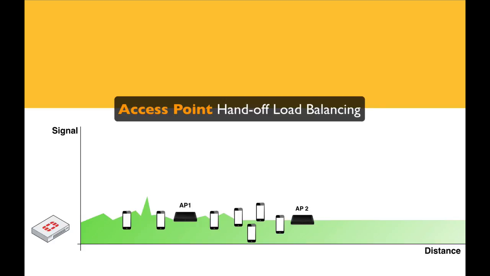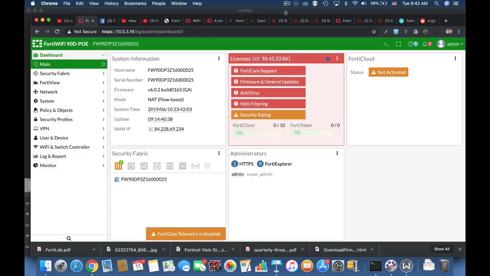Well, you can limit the amount of clients. It can be 10, 20, 30 clients per access point. But you can also control the load balancing threshold, so whenever a client has enough signal strength to another access point, it will roam to that access point. Let's see how we do it.